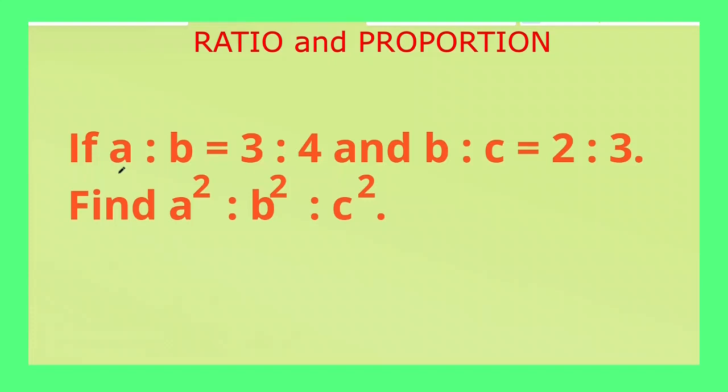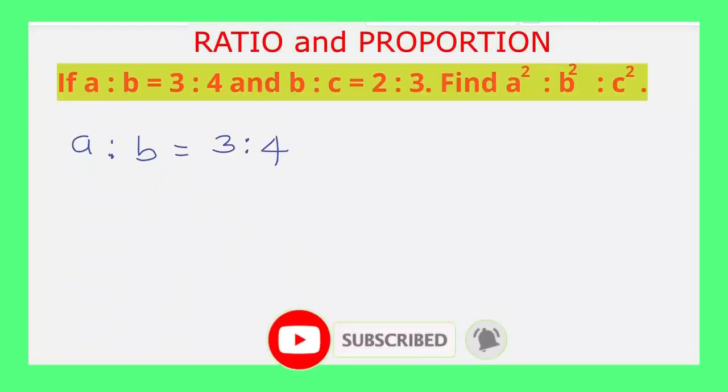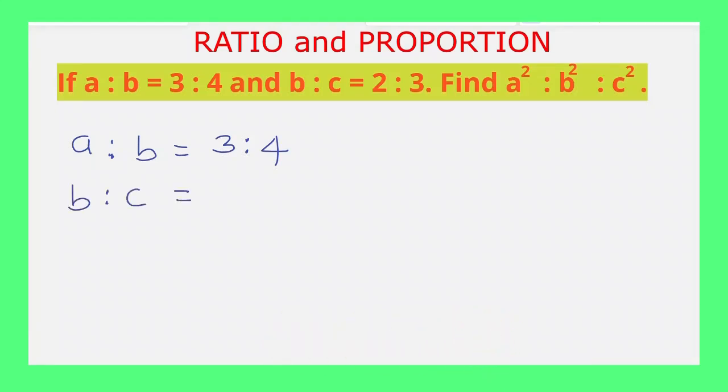Our question is, if A ratio B equal to 3 ratio 4 and B ratio C equal to 2 ratio 3, find A square ratio B square ratio C square. A ratio B is given to us 3 ratio 4. B ratio C is equal to 2 ratio 3. Now we have to make B equal in A ratio B as well as in B ratio C.